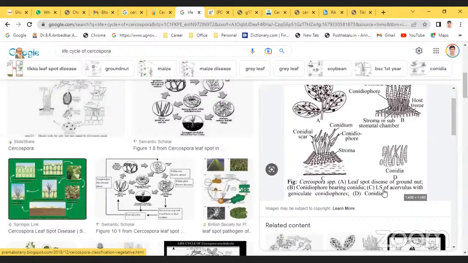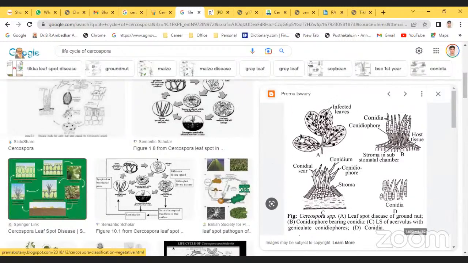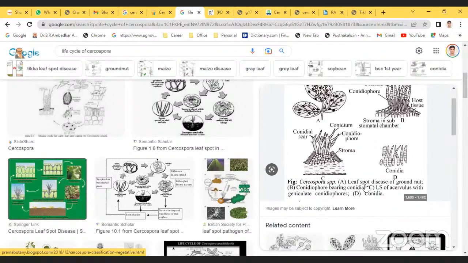The C is the acervulus. What we call acervulus, it is the asexual fruiting body. So the below part is the stroma. It is the conidiophores. It is the conidium or conidia. The conidia are unbranched. Okay. So these are the entire conidial structure. It is the conidia. Do you understand?